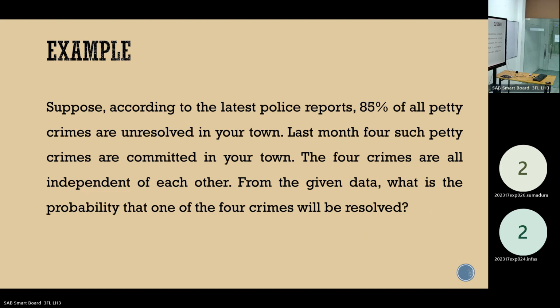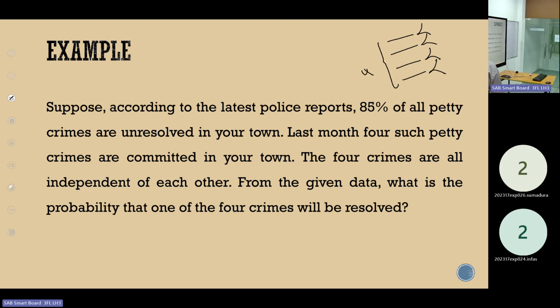So let me say 85% unresolved. Last month, 4 crimes committed. What is the probability that one of the 4 crimes will be resolved? Now you take the 4 crimes: first one, second one, third one. You check the first one, whether it is resolved or not. Second, check resolved or not. Bernoulli, resolved or not. Bernoulli, resolved or not. So it is a Bernoulli trial repeated 4 times.